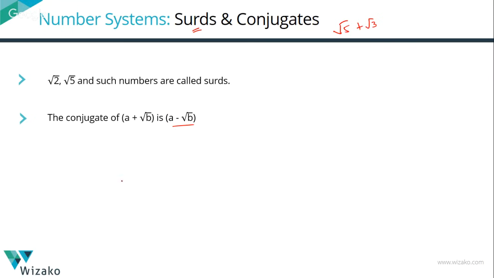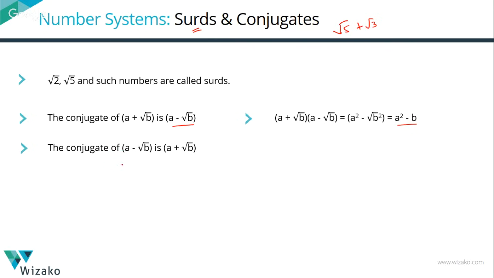You multiply a binomial quadratic surd with its conjugate. So a plus root b into a minus root b. This is of the form x plus y into x minus y, which is x square minus y square. So this will be a square minus root b square. The final answer is a square minus b. For every a minus root b, a plus root b is its conjugate, and vice versa. So the product of a minus root b and its conjugate will also be a square minus b.